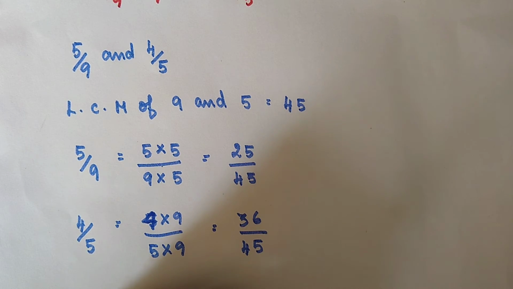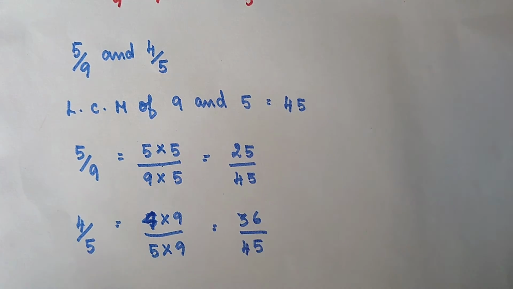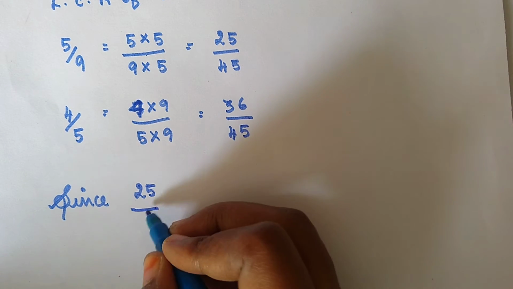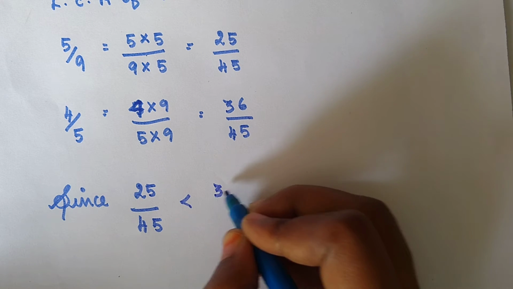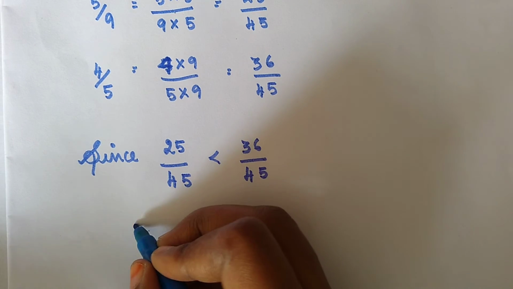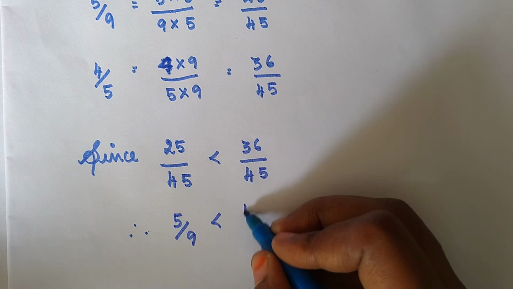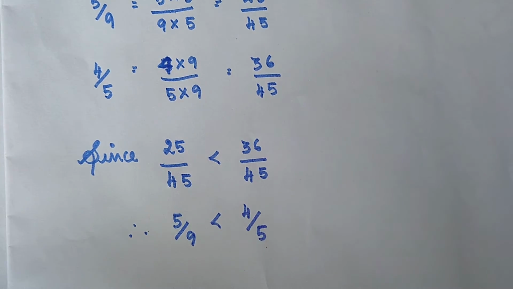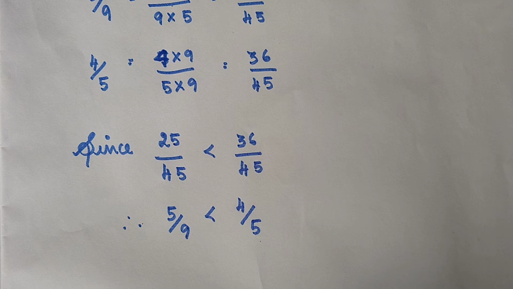Therefore 25 by 45 is less than 36 by 45. So therefore 5 by 9 is less than 4 by 5. Are you clear, students? Okay, next we have to move to question number 8.